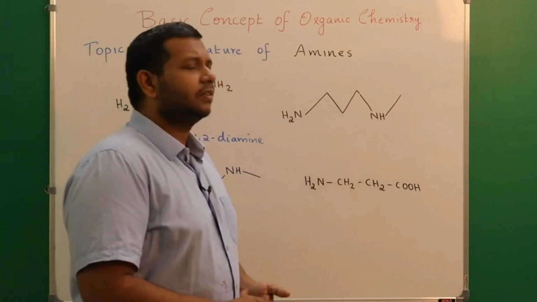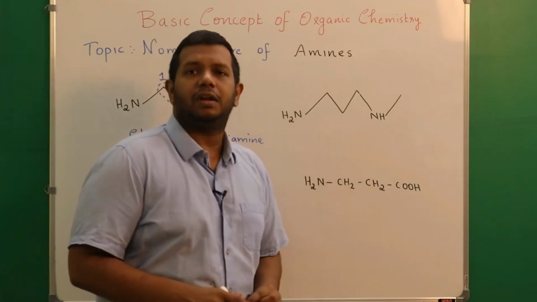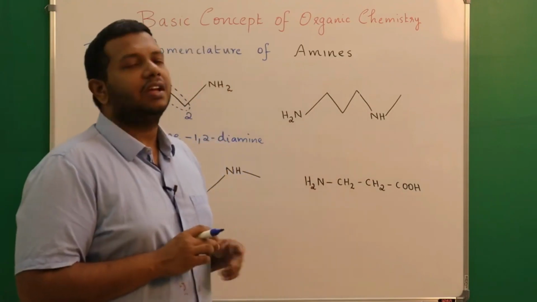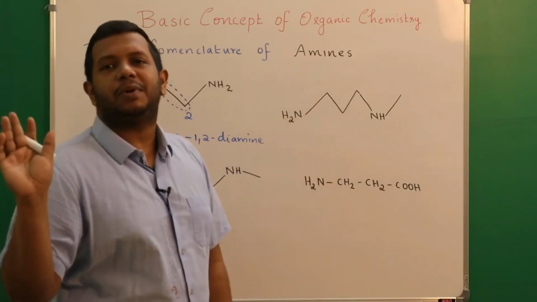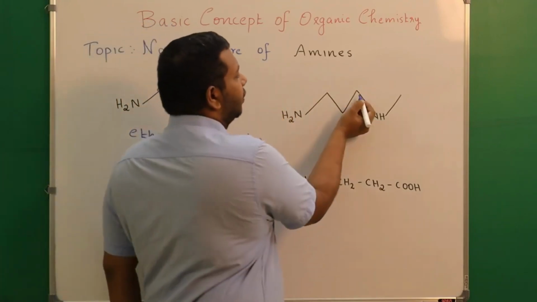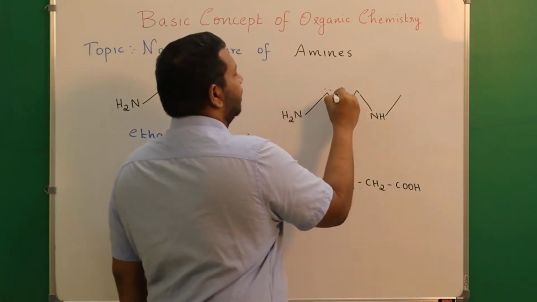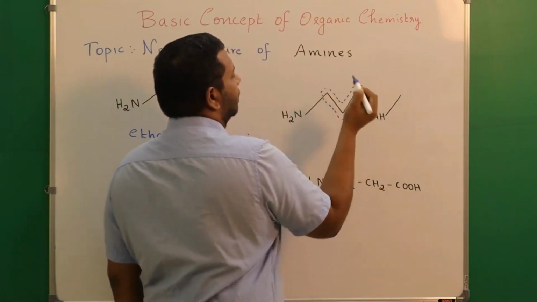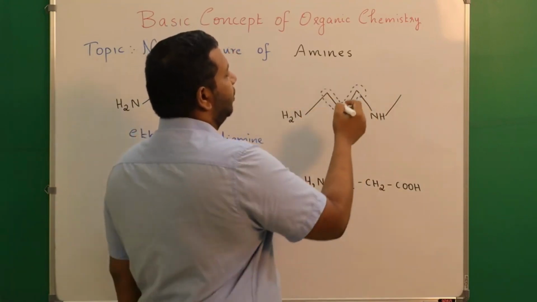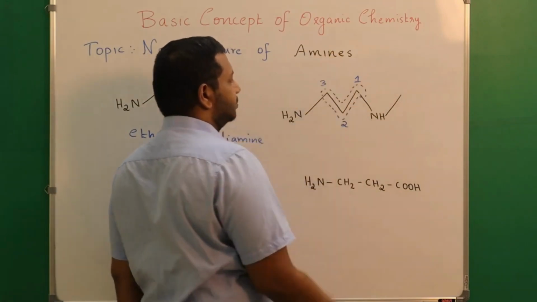Some students will feel, sir, here do we need to give priority to secondary amine or 1 degree amine? There is no difference. Why? Because whether it is secondary amine or 1 degree amine, we are using the suffix amine only. So you can give priority to anyone, whether this one or this one. So let me say this is my parent carbon chain. Correct? Now I am giving the number 1, 2, 3.